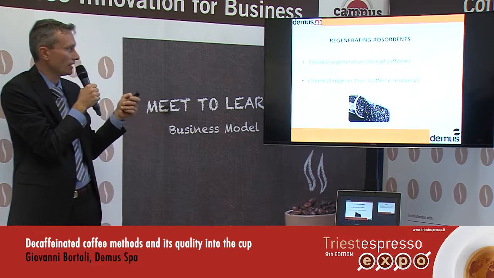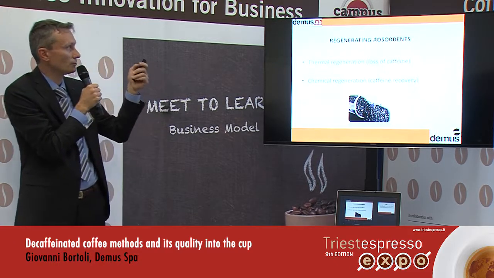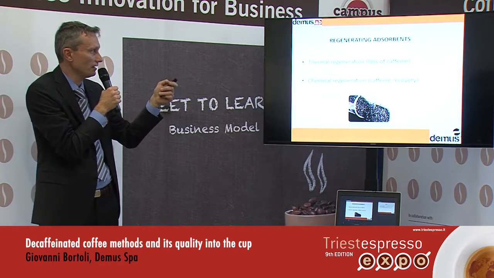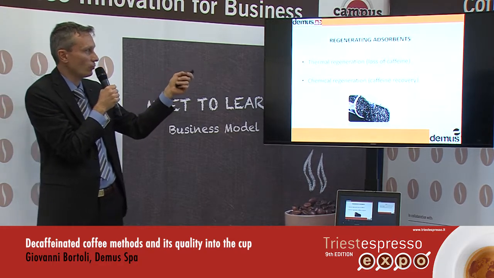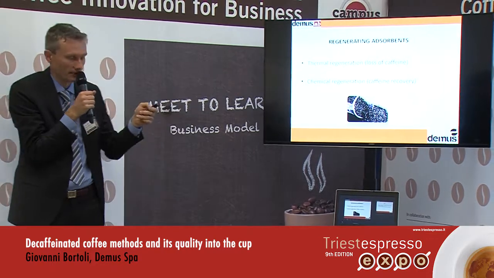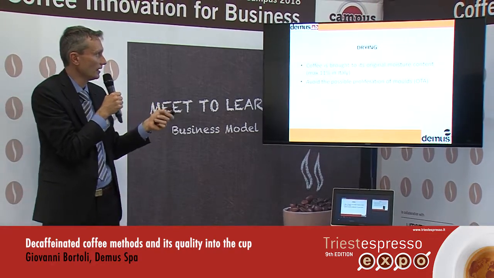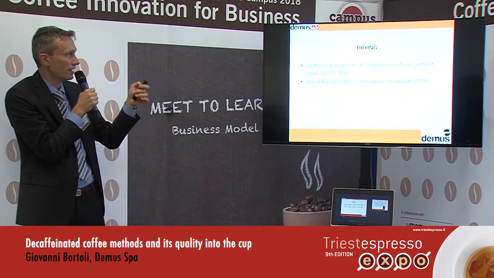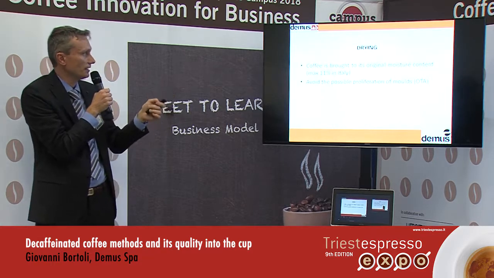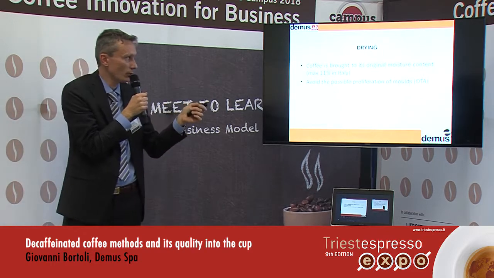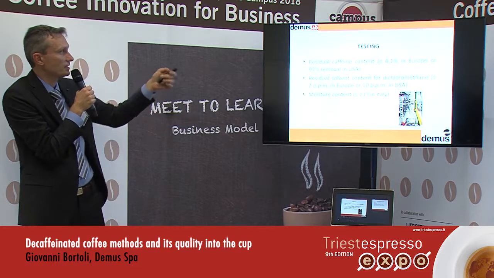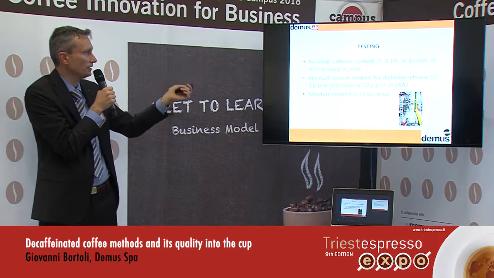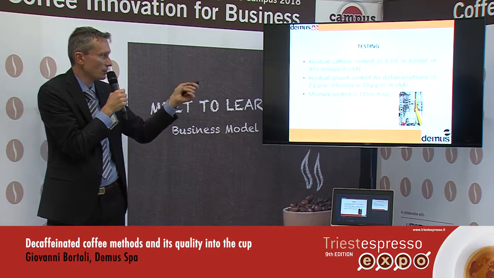If you use the water decaffeination, you need to regenerate the adsorbents with thermal regeneration, with loss of caffeine, or chemical regeneration, in which you can recover the caffeine. The last phase is the drying, so coffee comes back to its original moisture content to avoid the possible proliferation of molds. The testing: you have to test, as we discussed before, the caffeine content, the residual solvent, or the moisture content.